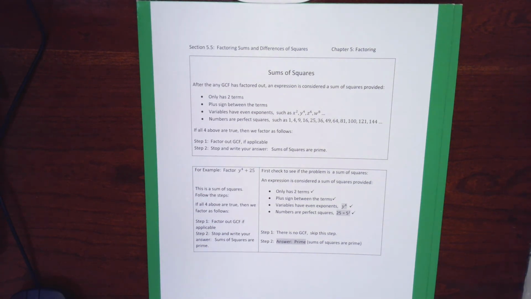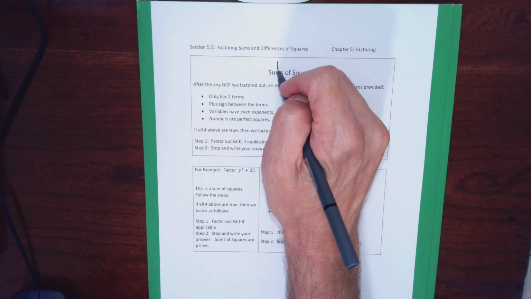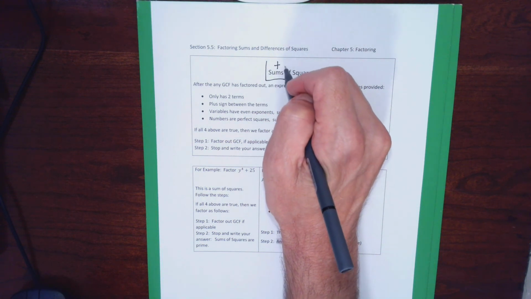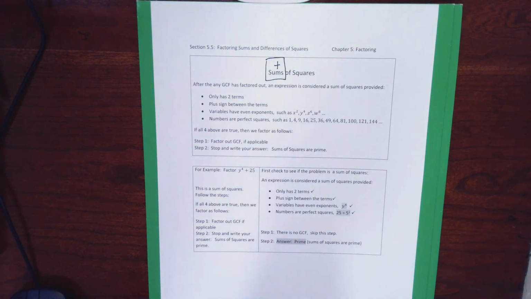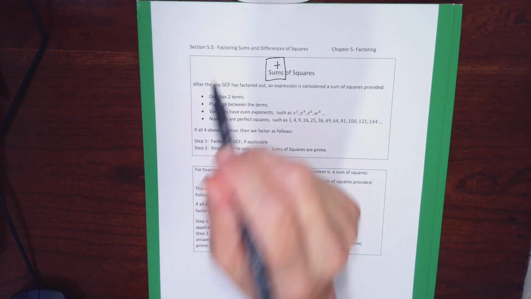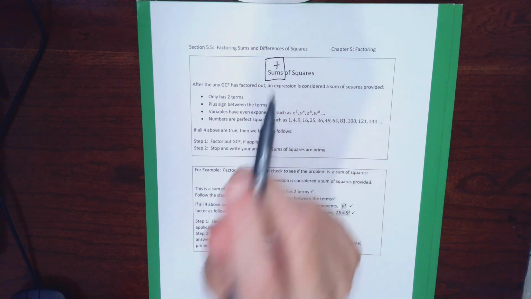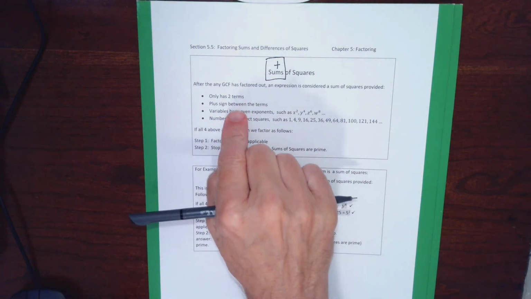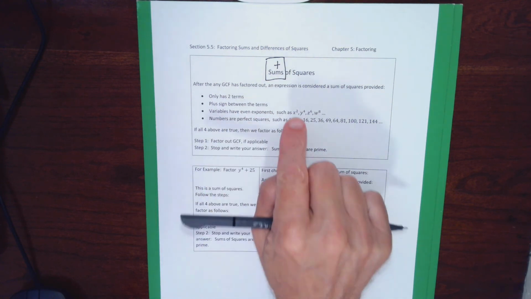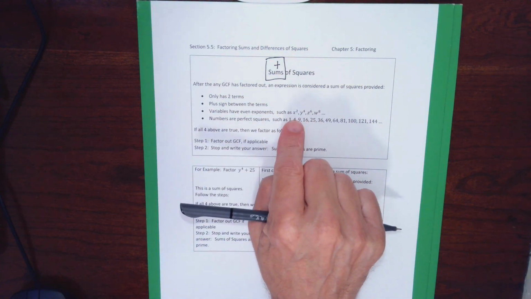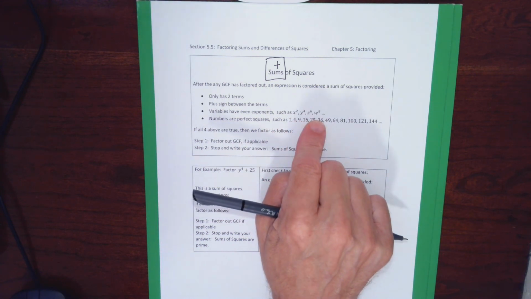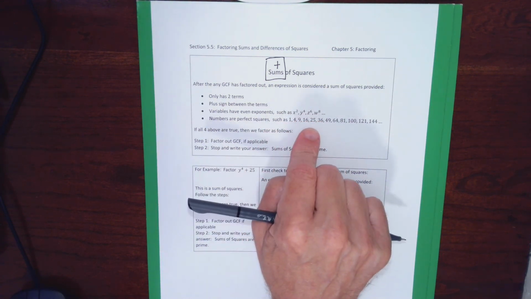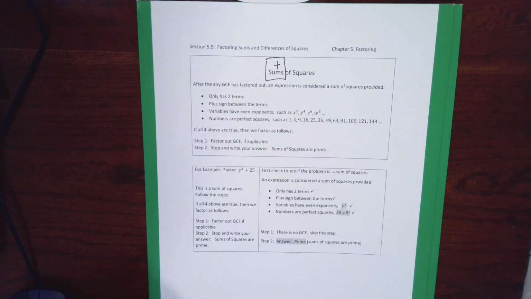And the only difference between a sum of squares and a difference of squares is the word sum. To be a sum of squares, you need to meet all the criteria for a difference of squares except you have a plus sign. Specifically, after the greatest common factor is factored out, if a problem has only 2 terms, with a plus between, variables with even exponents like x squared, y to the 4th, e to the 6th, w to the 8th, and numbers that are perfect squares, then it's considered a sum of squares.